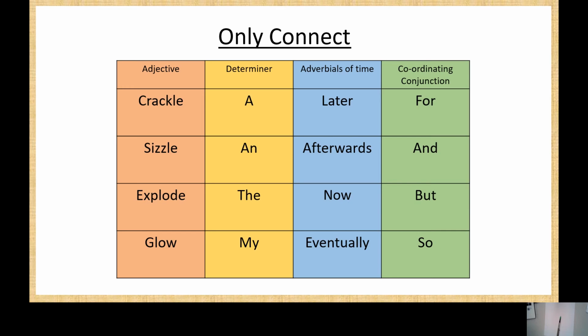A is a determiner. Adverbials of time, we should know this because although it's not a fronted adverbial, it is the same thing. It's just that it doesn't go at the front. So it's not called a fronted adverbial, it's called an adverbial of time. And a coordinating conjunction is something that links sentences.